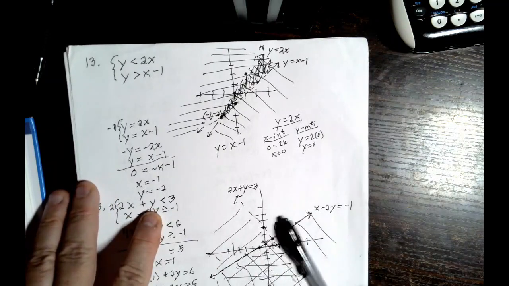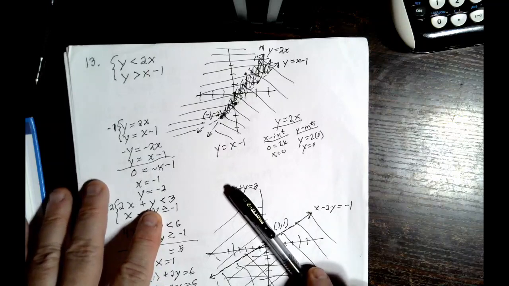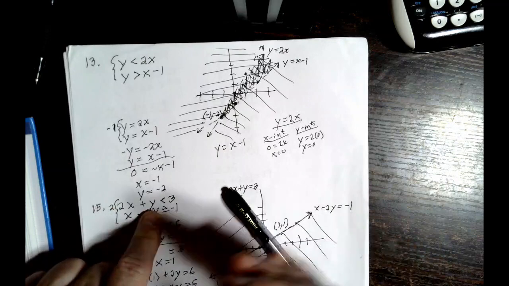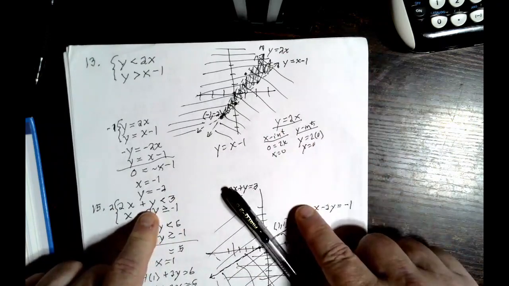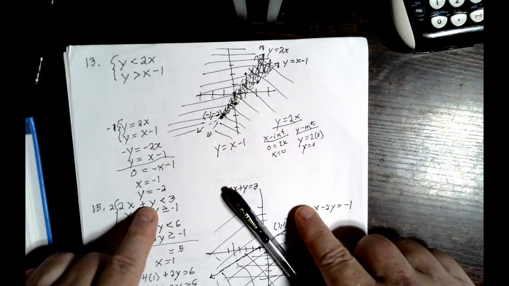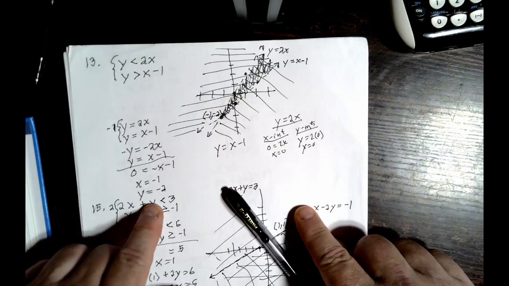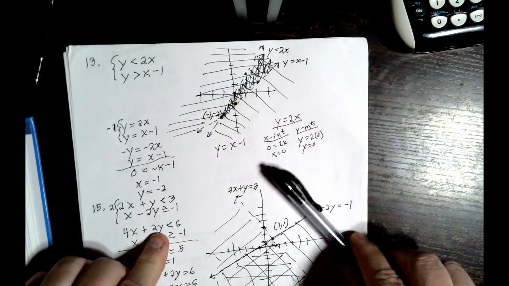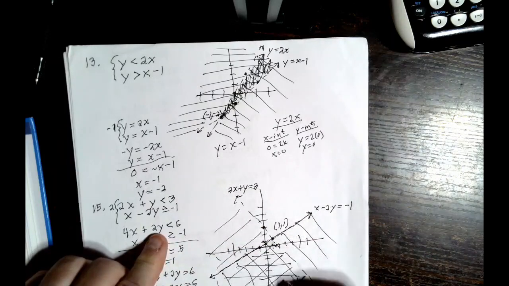So the first one is right here. And if we check a test value like, I don't know, 5, 5 over here on this side of the line, 5, 5. 2 times 5 plus 5 is 15. Is 15 less than 3? No. So we do not shade the side containing 5, 5. We shade the other side.